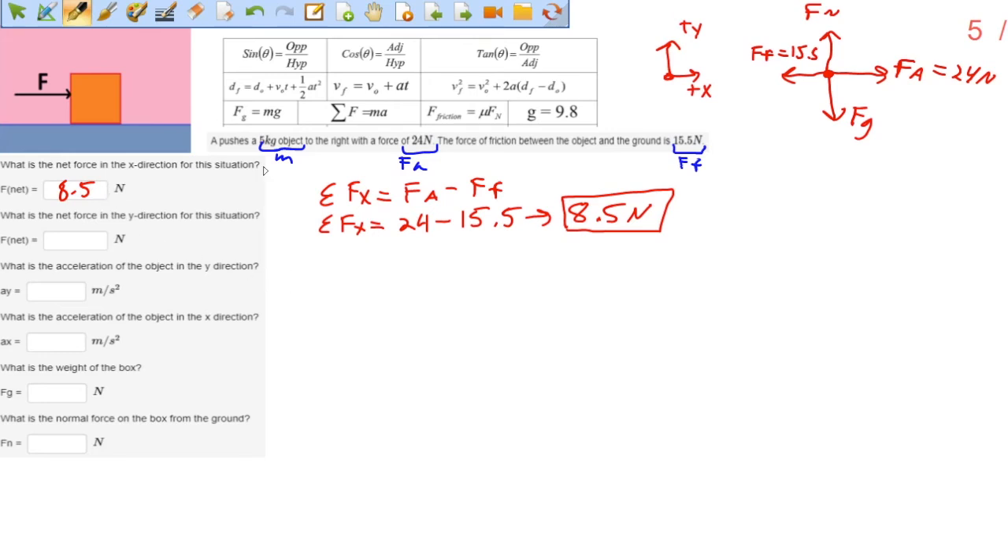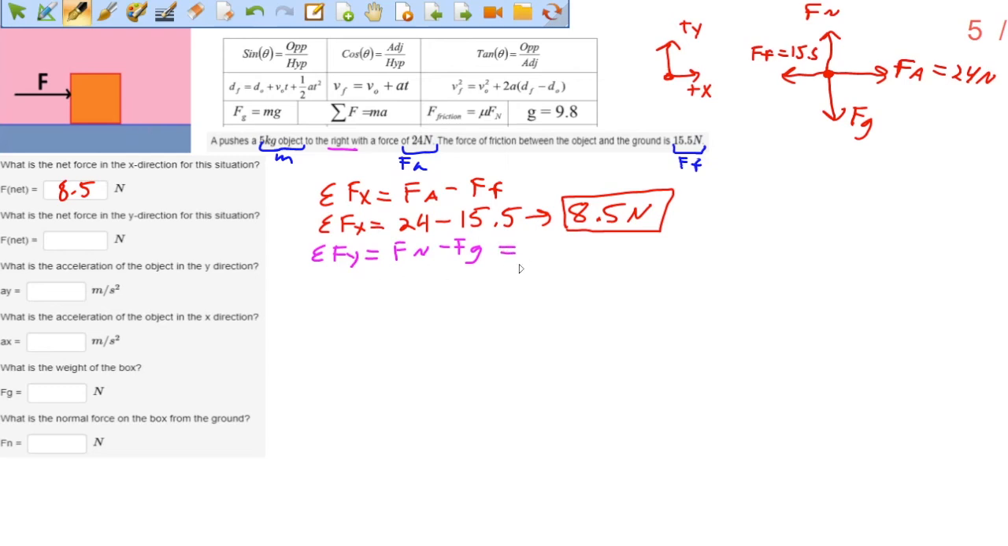Next, it says, what is the net force in the y direction? Well, we just have to do the same thing. So we take our forces that point up, force normal, minus our forces that point down, force gravity. We don't have the values for these, and we could figure them out, but we also can just look at the problem and figure out what the net force in the y direction is without having to do any math. This box is not experiencing any acceleration in the y direction. Therefore, it's not going to experience a net force in the y direction.